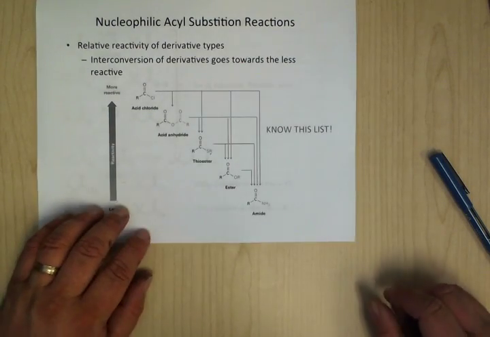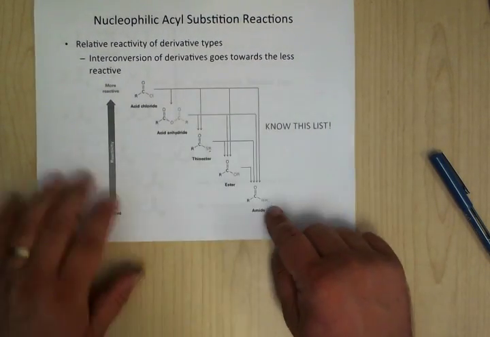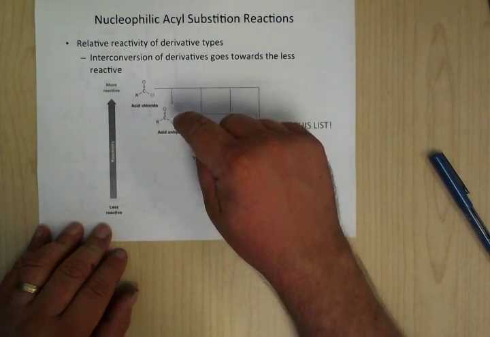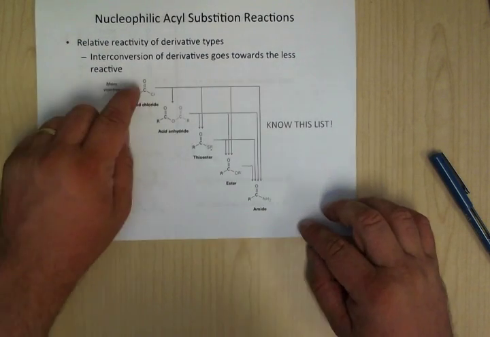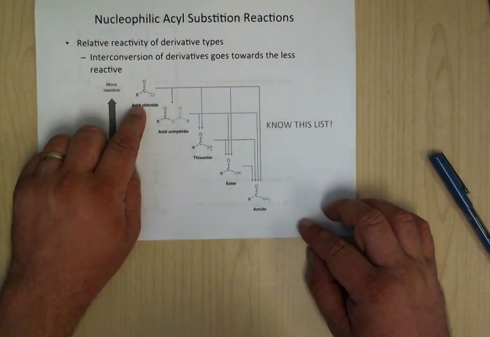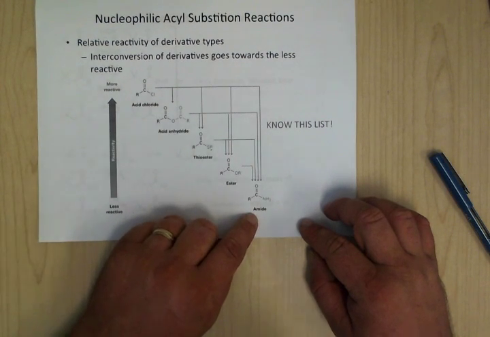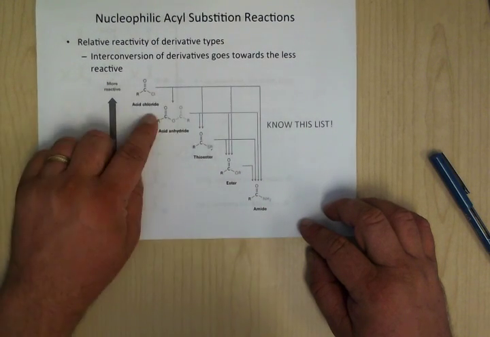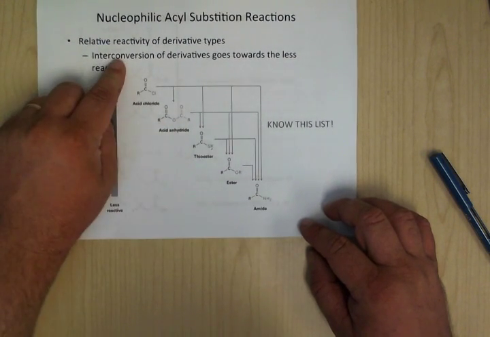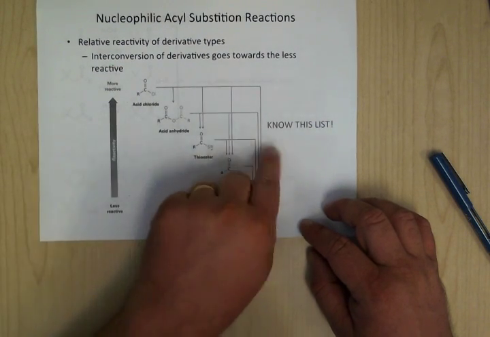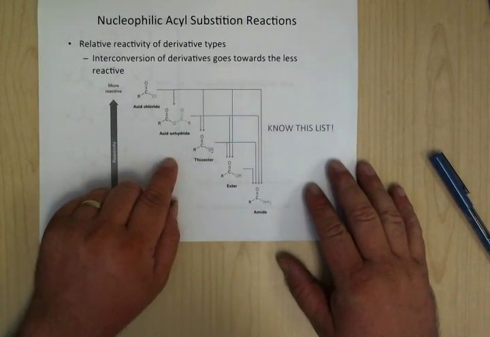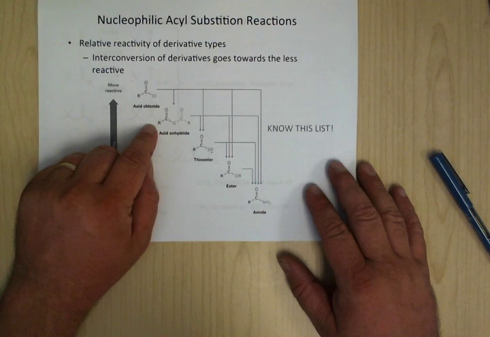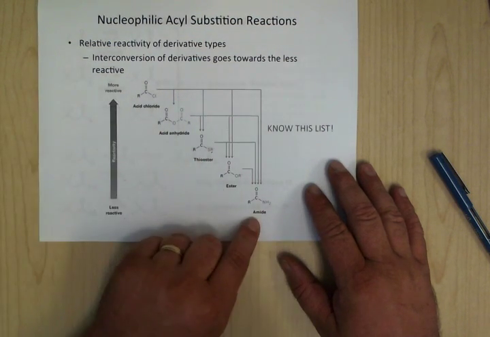Okay, so for the reactions, you're going to need to know this list: carboxylic acids, acid chlorides, anhydrides, thioesters, esters, amides. Go down this list: acid chlorides at the top, anhydrides, thioesters, esters, amides. You can go down this list. Acid chlorides can make any of those, anhydrides can make any of those, but you can't go up. You can go side to side, so you can go from one thioester to another, but you can't go from a thioester up to an anhydride, not easily. Assume you can't, not with this chemistry. So know this list.